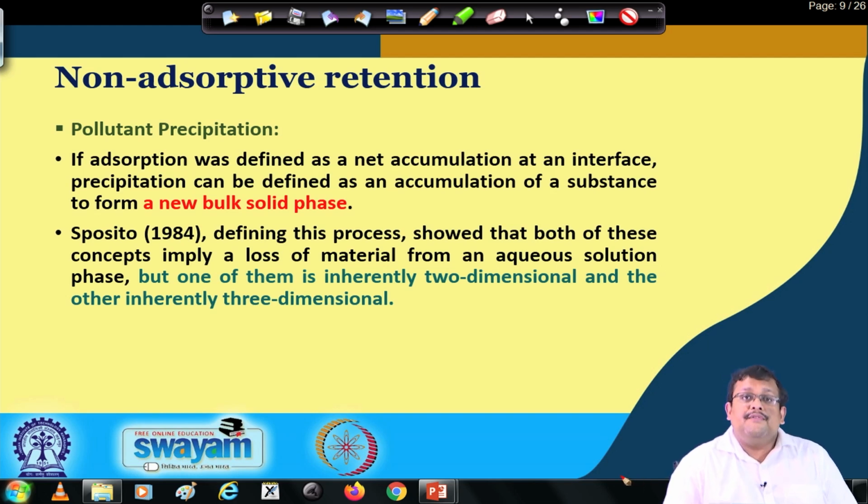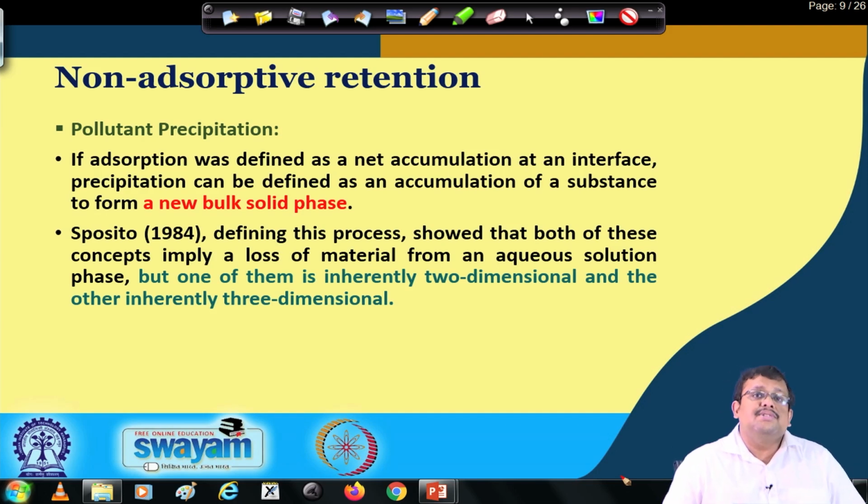So, if you consider pollutant precipitation, if adsorption was defined as a net accumulation at an interface, precipitation can be defined as an accumulation of a substance to form a new bulk solid phase. Obviously, you can see that in case of adsorption, it is only an accumulation at an interface. However, in case of precipitation, it occurs as a formation of a new bulk solid phase.